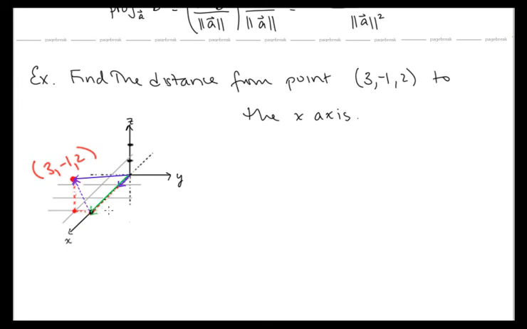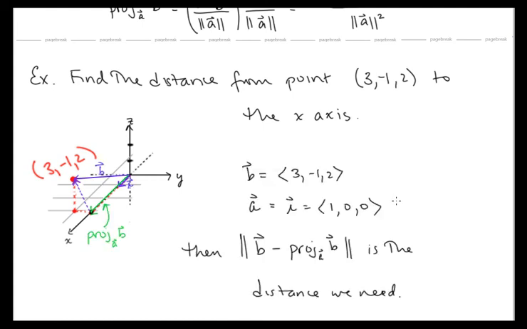So let's take a look at the computation here. We have vector B being 3, negative 1, 2. It's the vector that takes us to this terminal point here. Vector A, on which we're going to take the projection, is going to be I, our standard basis vector, in the direction of the positive x-axis, so that's 1, 0, 0. And then what we need for this distance here, that's going to be the length of B minus the green projection vector. That's the distance that we're looking for. So let's make this computation.